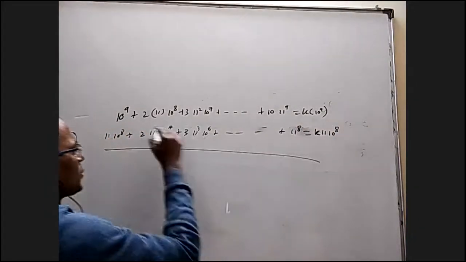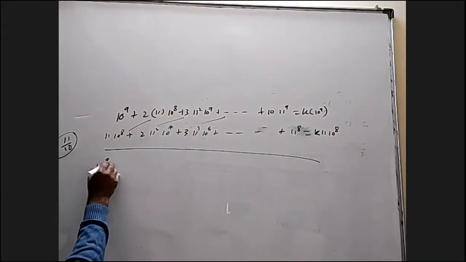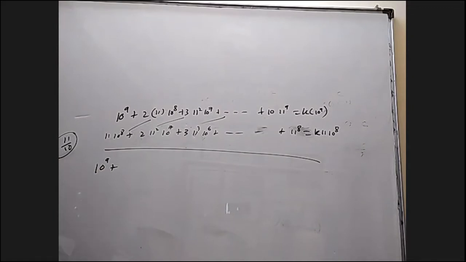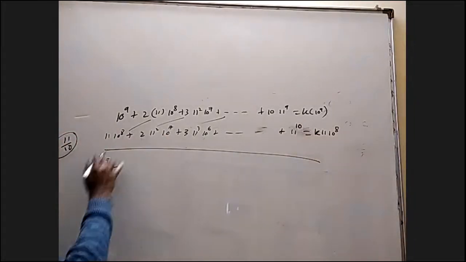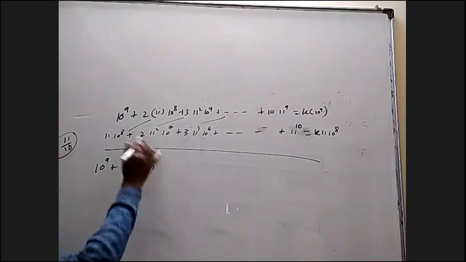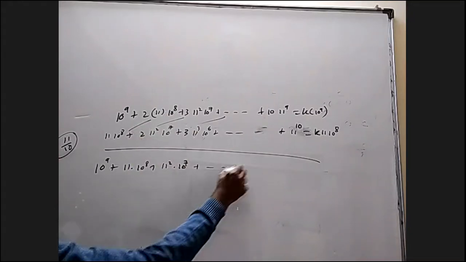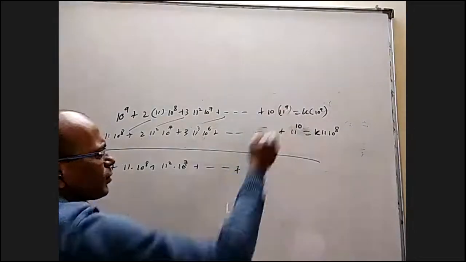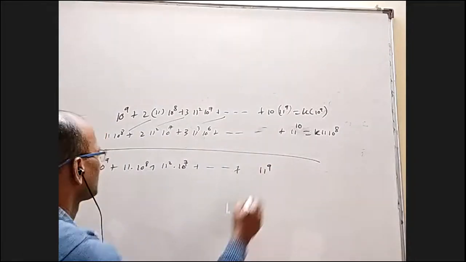Now we need to subtract. First you will get 10 power 9. The last term is 10 into 11 power 10. So when I subtract like this, this is 10 power 9. This minus this is 11 into 10 power 8. This minus this is 11 square into 10 power 7. And this is 10 times 11 power 9, minus 9 times 11 power 9, so we'll get 11 power 9 itself.